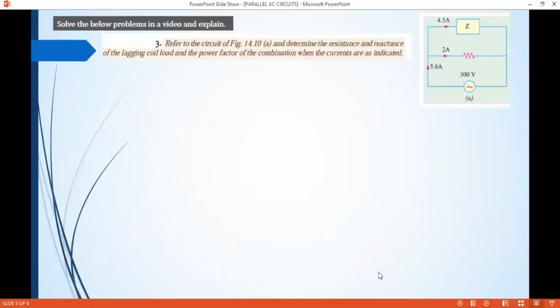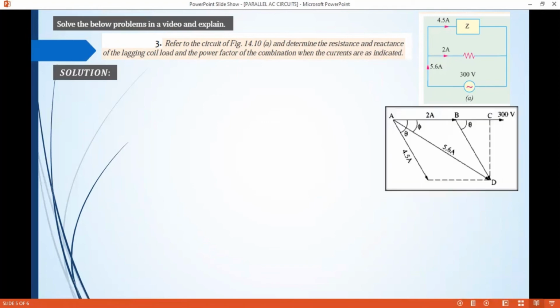So next problem, we have here, refer to the circuit figure 14.10a and determine the resistance and reactance of the lagging coil load and the power factor of the combination, where the currents are as indicated. So this is the figure 14.10a. That is the figure. So next, solution. So this is the diagram.